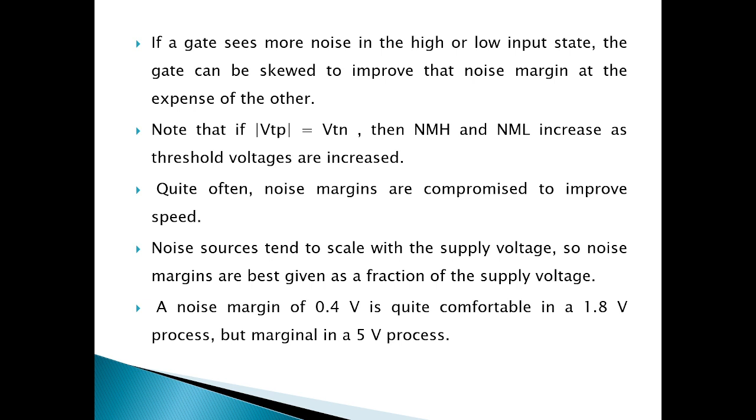Note that if VTP is equal to VTN, then the noise margins NML and NMH increase as the threshold voltage increases. So the relationship between the noise margin and the threshold voltage is directly proportional. Quite often noise margins are compromised to improve speed. Noise sources tend to scale with the supply voltage, so noise margins are best given as a fraction of the supply voltage. A noise margin of 0.4 volt is quite comfortable in a 1.8 volt process, but it is marginal in a 5 volt process.